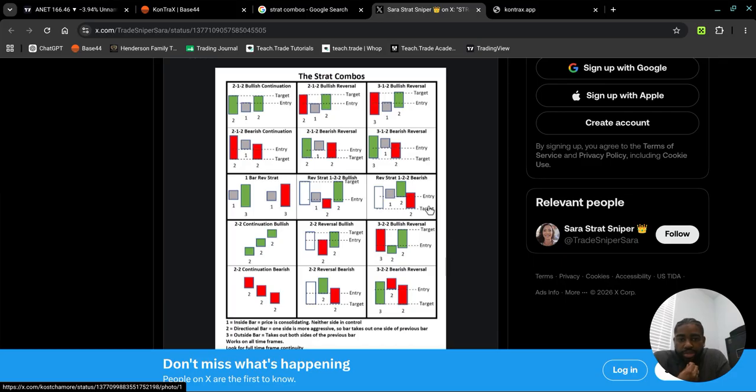You can use the rest of these if you want to, but really I don't do it that much, just to keep it simple. I use, like I said, 2-1, 3-1, 3-2. Those are going to be the 3 that I always look for.